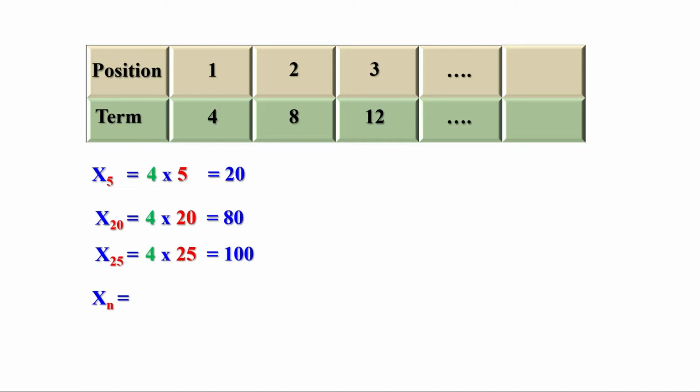Let us try to find the nth term. We have seen that each term of this sequence is 4 into its position. So nth term is equal to 4 into, what is the position here? Nth term. So the position is n. So nth term is equal to 4 into n, and that is equal to 4n. So xn equal to 4n is the algebra of this sequence.